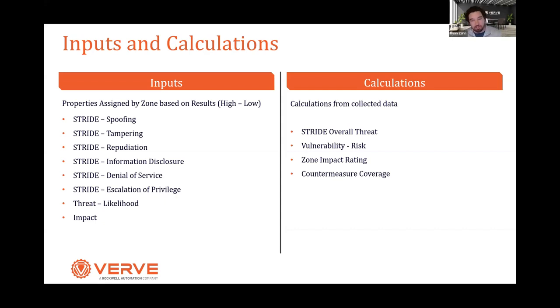So just as a quick example, here's a listing of the different types of inputs that we will sometimes, depending on the customer, bring into the environment. From the STRIDE model, we bring in some value of high, medium, low if it was a very basic tabletop exercise, all the way down to very specific scenarios that they have come up with from that model. So we bring those in on an individual basis.